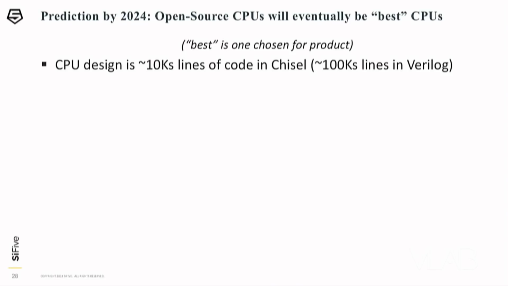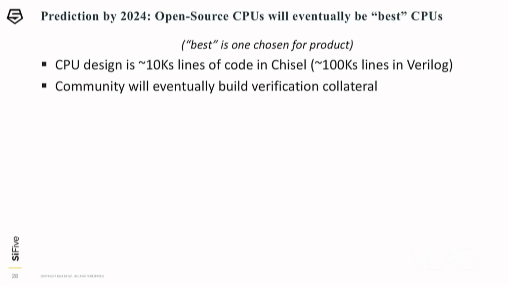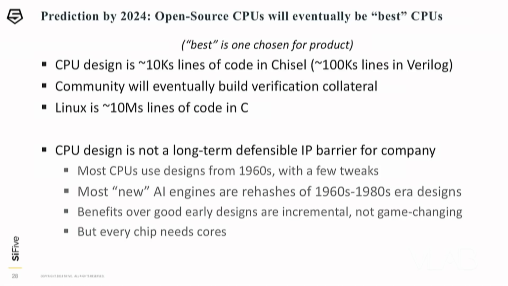The thing to realize is, is this possible? Well, CPU designs, if you do them in Chisel, are tens of thousands of lines of code at most. Do them in Verilog, maybe it's another factor of 10. The community is going to build this verification collateral. CPUs are not moving that fast. There's not that much innovation in CPU design.